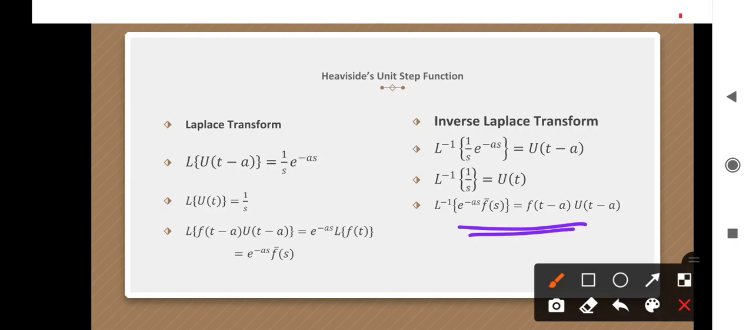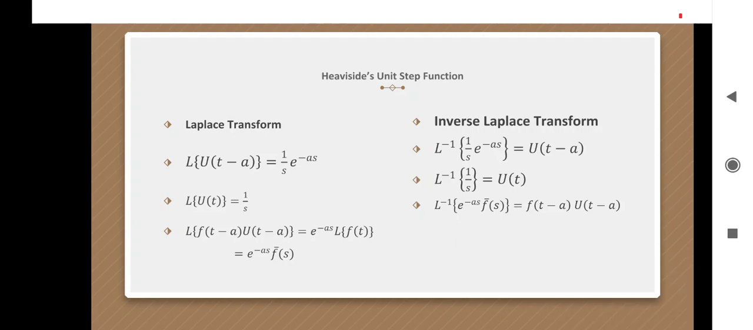The procedure is very simple. First you have to compare the given function with this form and identify f bar of s and the value of a. Find inverse Laplace transform of this f bar of s using previously studied methods, and then replace t by t minus a and multiply that result by u of t minus a. You will get the inverse LT of the given function which is in this form. So let us see some solved examples.